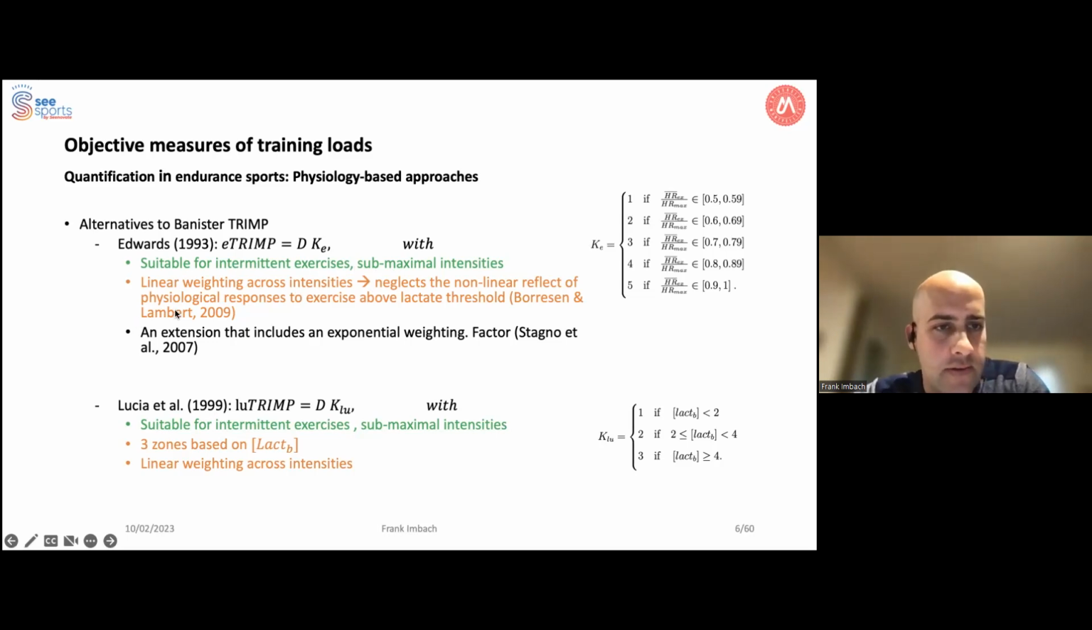A bit later, 6 years later, Lucia et al. also did a model really close with 3 levels, but not based on heart rate, but on blood lactate concentrations. It's suitable for intermittent exercise, still at submaximal intensities. But 3 zones could induce an unclear representation of the real exercise intensity performed. For example, a similar value could be given for both lactate threshold and maximal aerobic power. So that's why I say this model is more suitable for some submaximal intensities. And the relationship between levels is still linear.